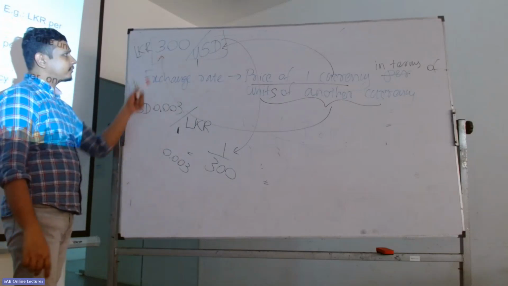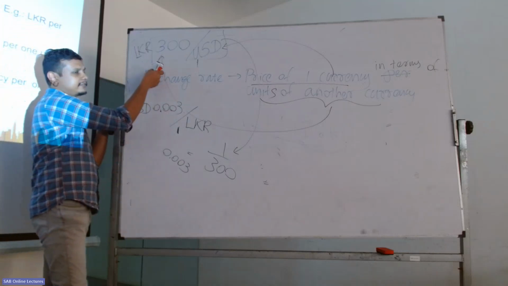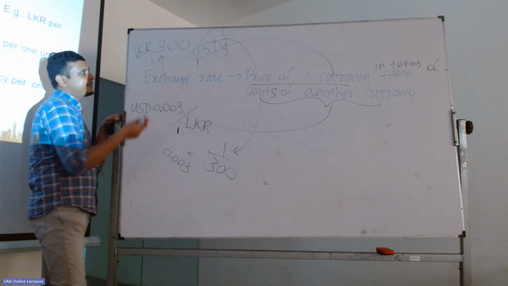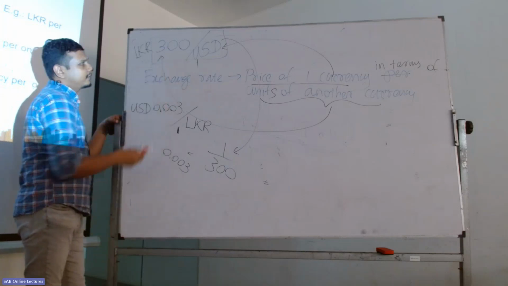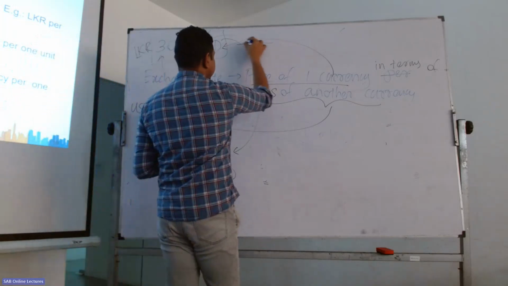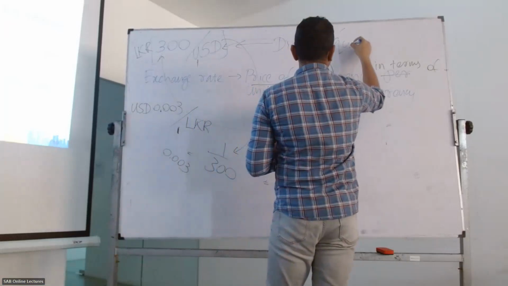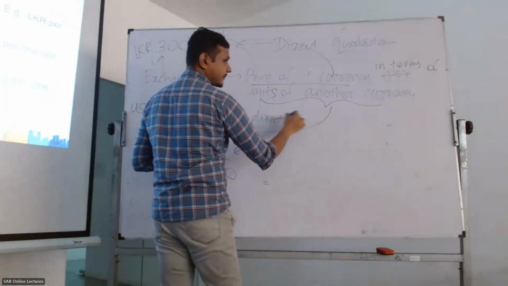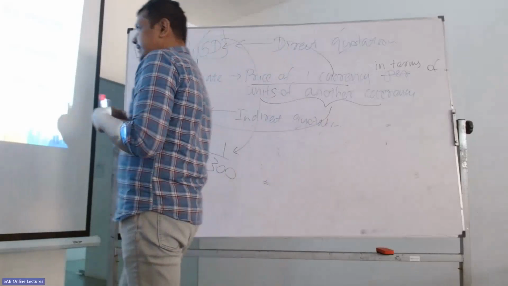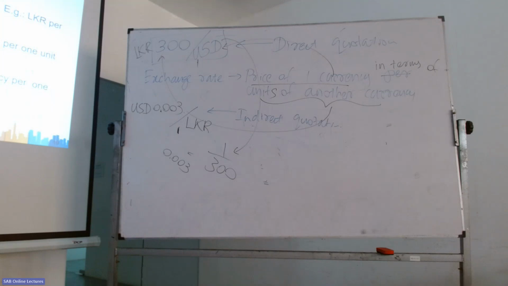So these are two ways of quoting the exchange rate. We can quote the exchange rate in two ways. We give specific names to these two types of quotations. This is the direct quotation. This is the indirect quotation. Direct quotation is, if we express the exchange rate as number of units of home currency, that is the local currency, per 1 unit of foreign currency, that is the direct quotation.